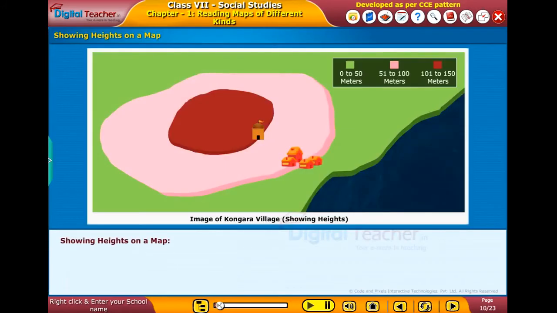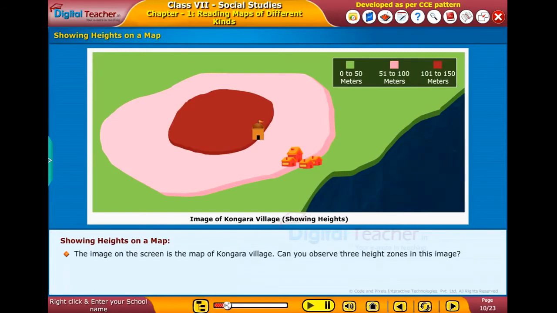Now, let us know about showing heights on a map. The image on the screen is the map of Kongara village. Can you observe 3 height zones in this image?